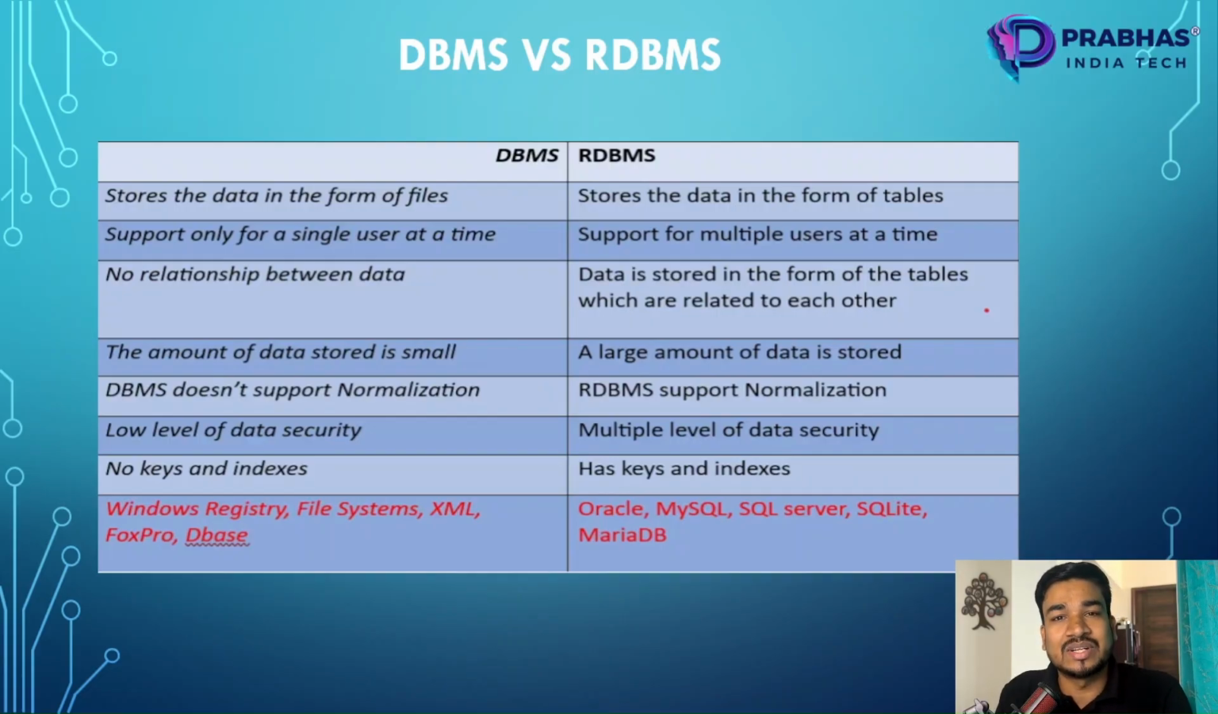And the last one is the examples. For a DBMS, we have the file system, the Windows registry, and XML as well. But in an RDBMS we have Oracle, MS SQL, which is Microsoft SQL Server Management Studio, and also Oracle, MySQL, PostgreSQL, NoSQL, and SQLite as well. So these are examples of relational database management systems.